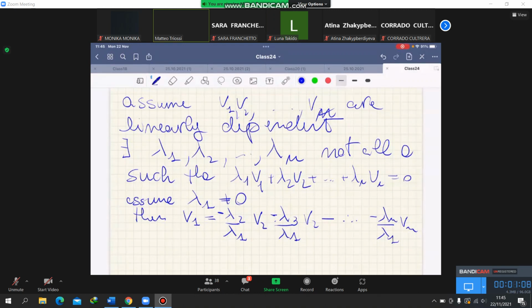Actually, we will see a way in which we reduce the number of equations in a linear system, somehow eliminating all redundant ones. So it's linearly dependent. The opposite of linearly independent is linearly dependent.